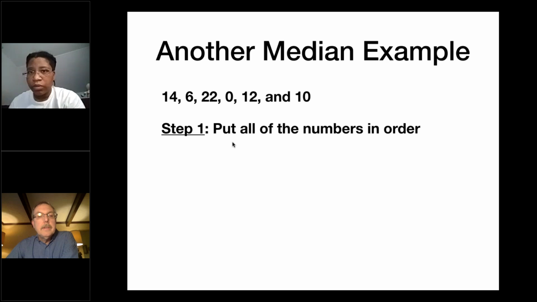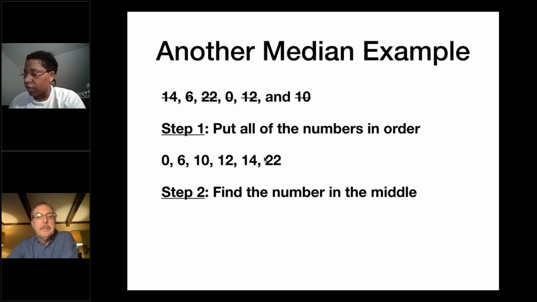So first thing, just like before, we put them all in order. So we've got 0, cross it off. 6, cross it off. And we do the same for all these other numbers. Get them in order from smallest to largest. Okay, so now we've done that. Got the smallest 0, largest 22, and they're all there. And we've crossed them all off, so we know we've got them all.